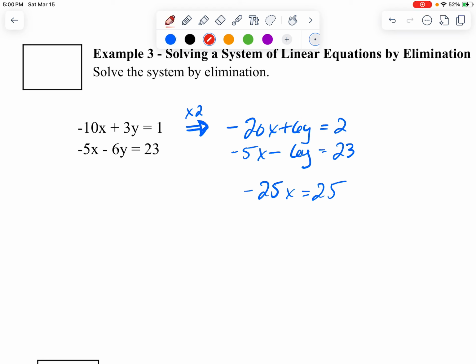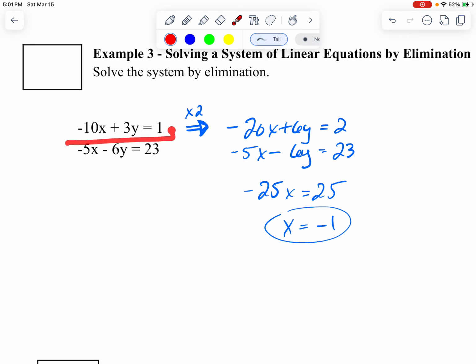And this works out nicely. Divide both sides by negative 25, because that's what's attached to the x. X equals negative 1. Plug that back in now for x. Doesn't matter which equation. I think we'll just do it in the top one.